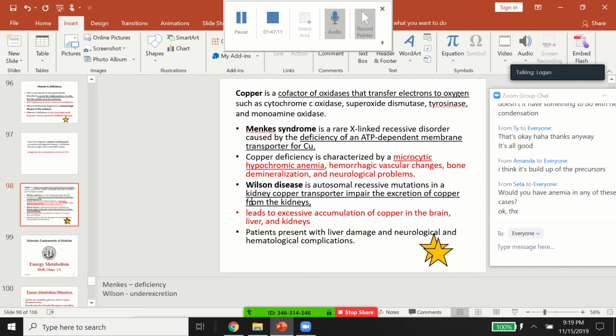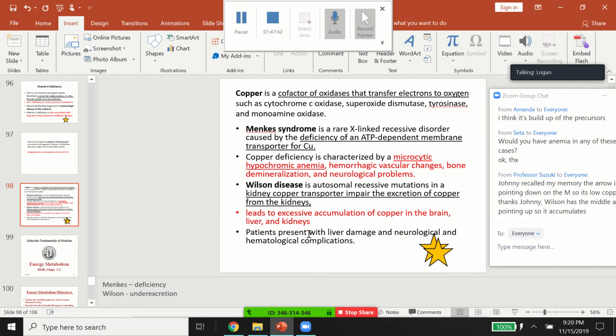Okay, just know it. Wilson disease. The thing that really clues you into that is just excess accumulation of copper. That's what you get with Wilson's disease. But what's wrong in Wilson's disease? This kidney copper transporter is impaired, and therefore you're no longer able to excrete copper from the kidneys, and therefore it just accumulates everywhere. Makes sense. Where does it accumulate? Mainly in the brain, the liver, and the kidneys.